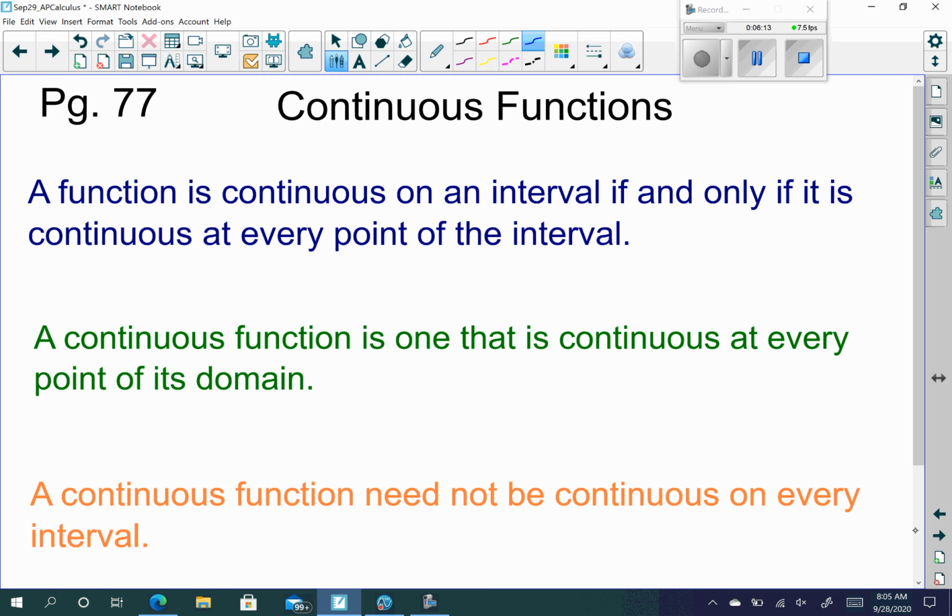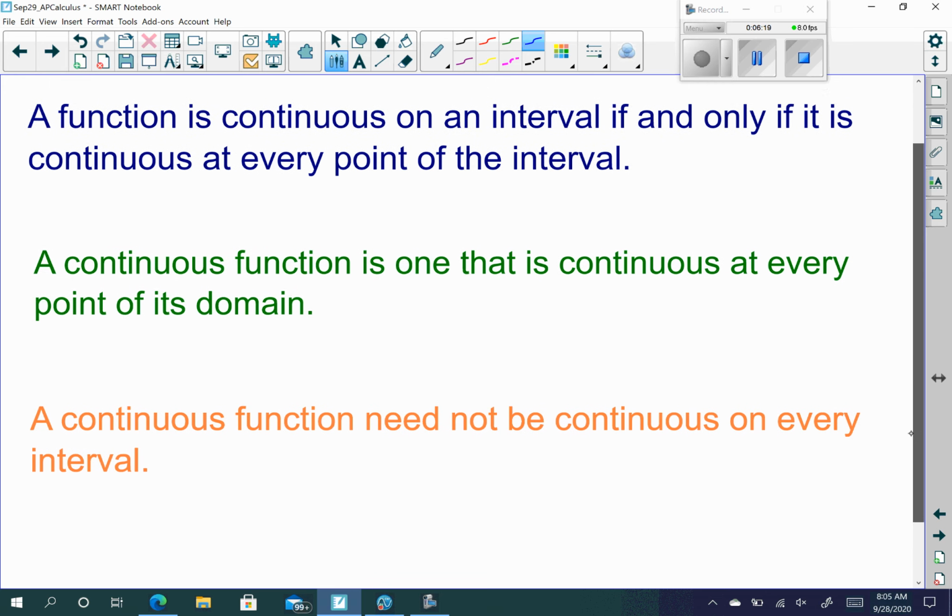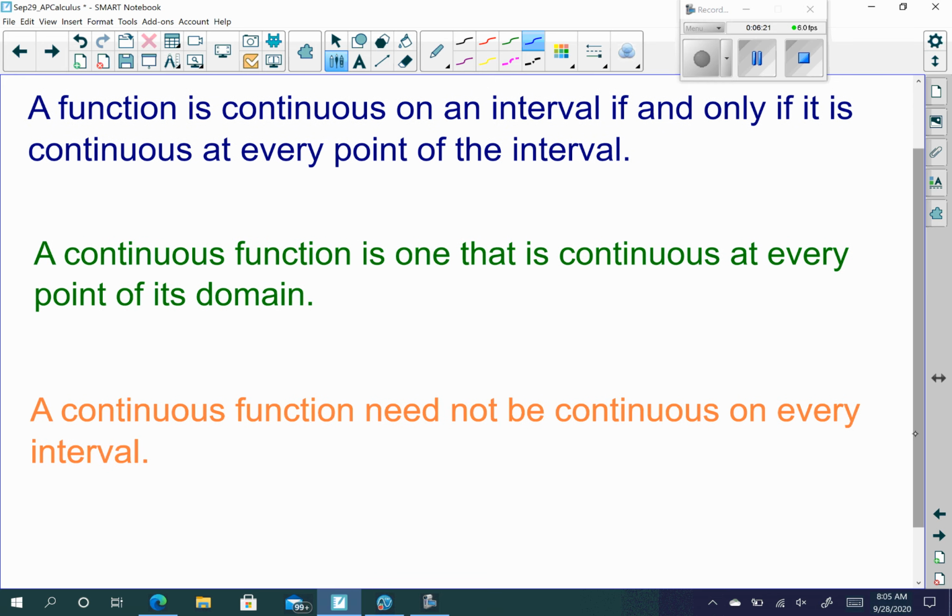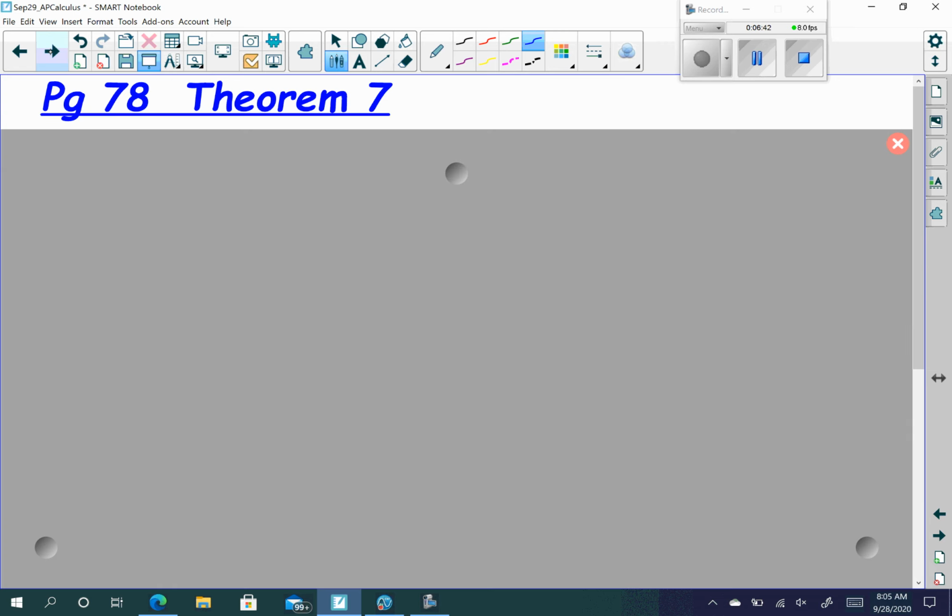And a continuous function need not be continuous on every interval, just on certain ones. So we could even think of the graph of y equals tangent x. If we just stayed on the interval between negative pi over 2 and pi over 2, again, not including those, because those would be the asymptotes, but everywhere in between, it could be continuous, but it need not be continuous on every interval that we create for it. So these are just some things to keep in mind.